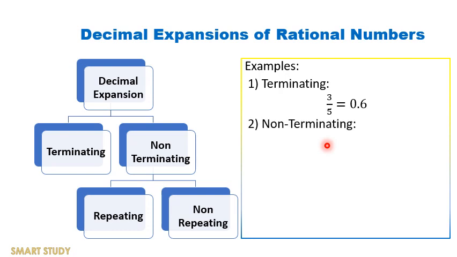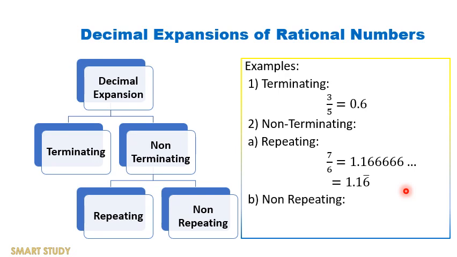Next, non-terminating, repeating. Here we are dividing 7 by 6. Then we'll get 1.166666 and so on. We can express this as 1.16 with a bar on the head of 6. This bar indicates the digit 6 is repeating continuously. So there is no end for the decimal places here. So it is a non-terminating decimal expansion, but it is repeating because the digit 6 is continuously repeating here. We will not get remainder 0 here.